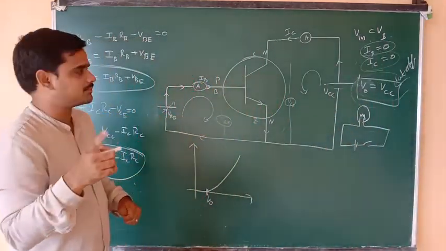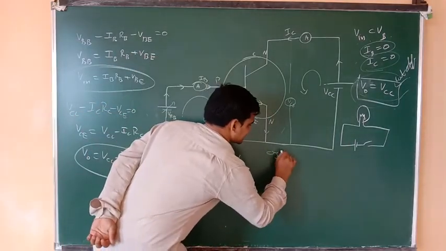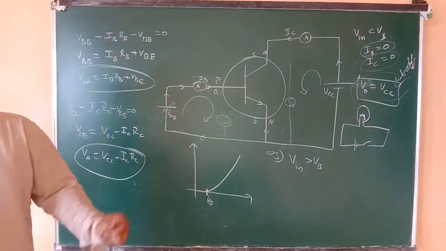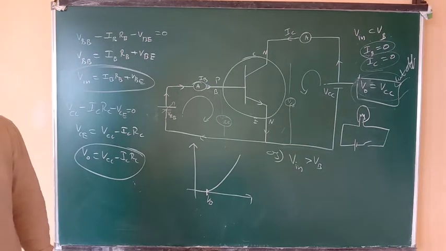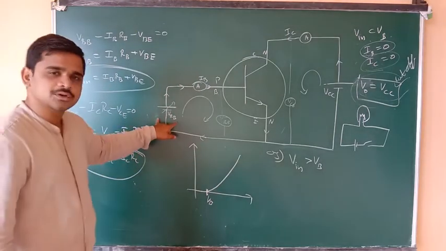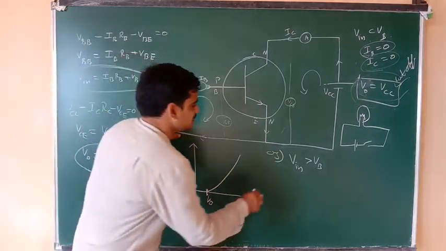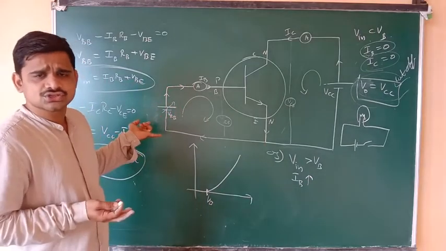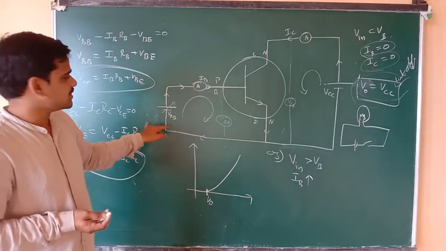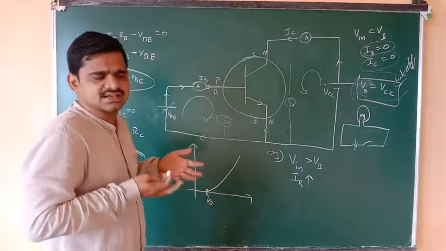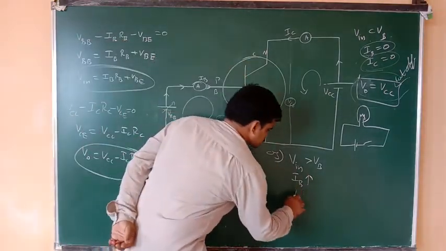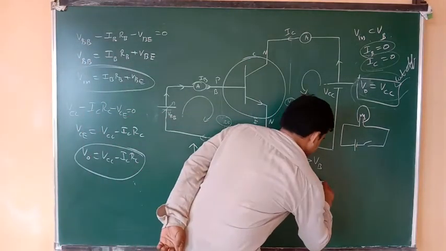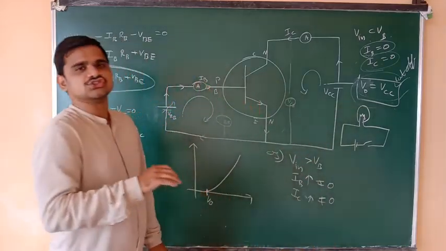This is the one case. Very important thing. Next, the second situation I am taking is if V input is greater than or equal to the barrier potential. What happens? When I give a potential VBB more than the barrier potential, the current in the base is going to increase. Current flows, it is not equal to 0. When this current increases, IC is also not equal to 0. That is, IB is not equal to 0, and IC is also not equal to 0.